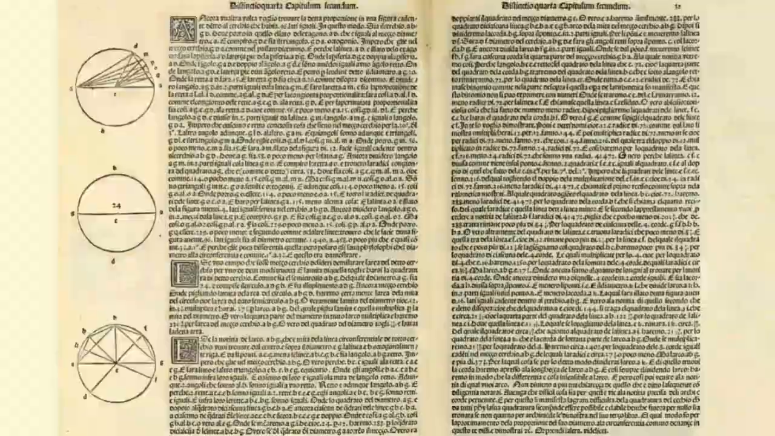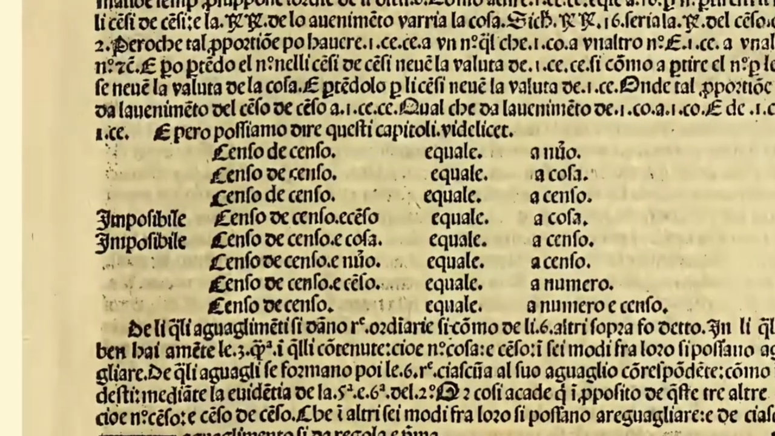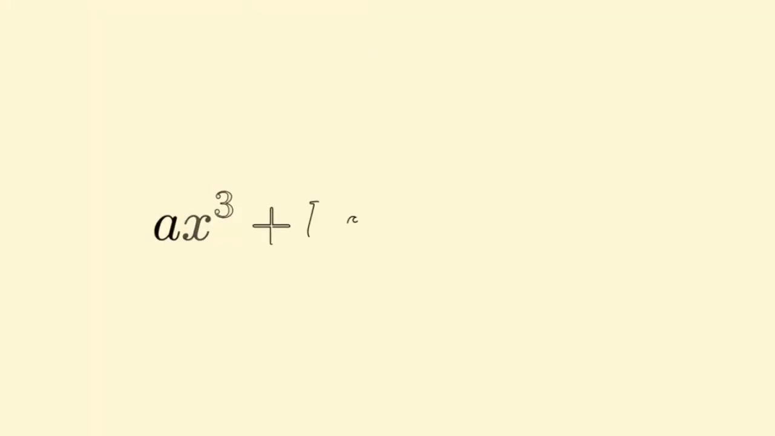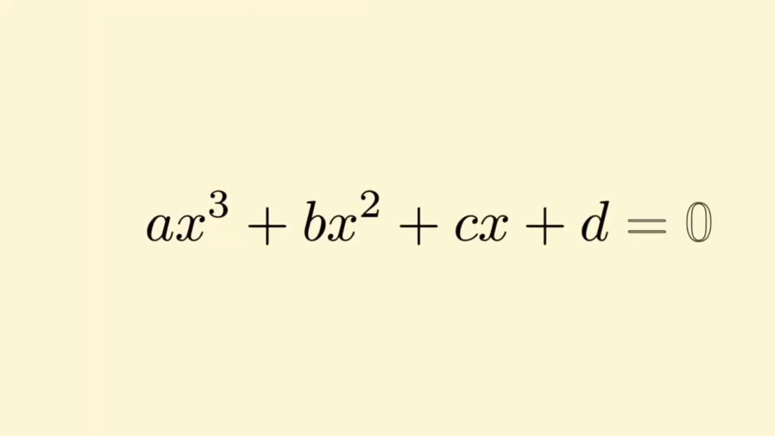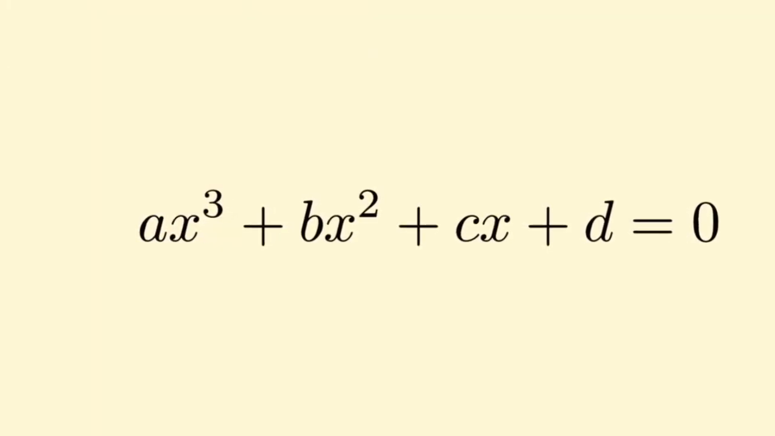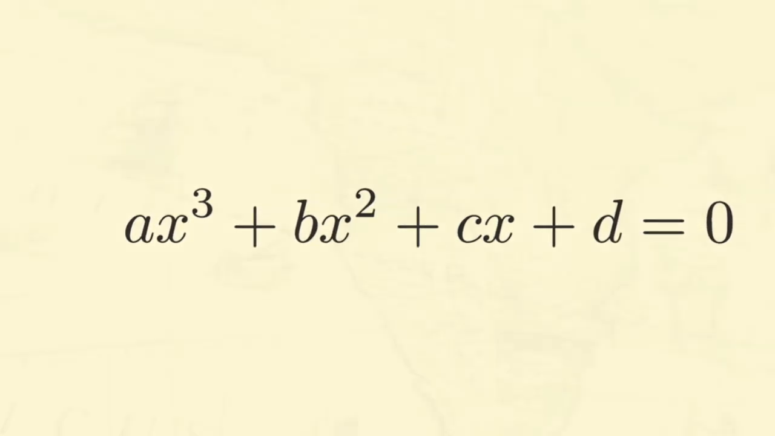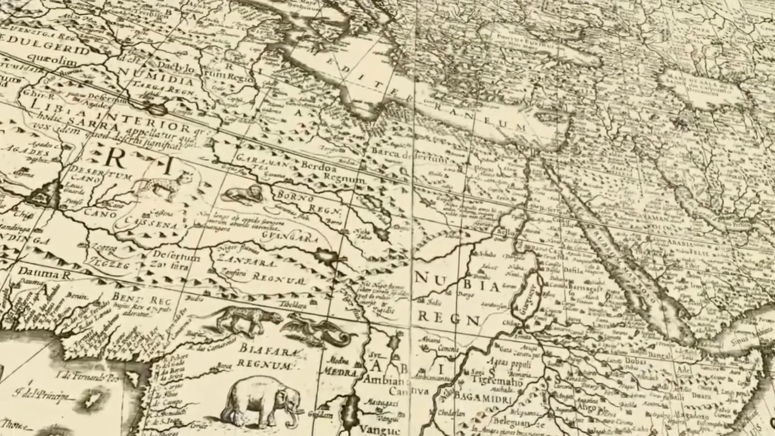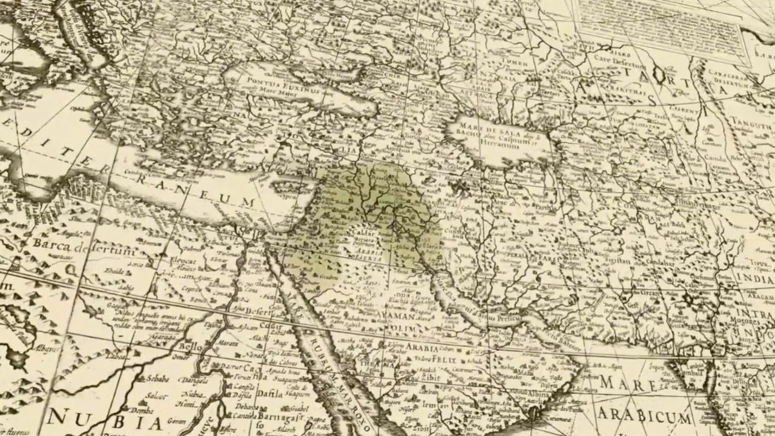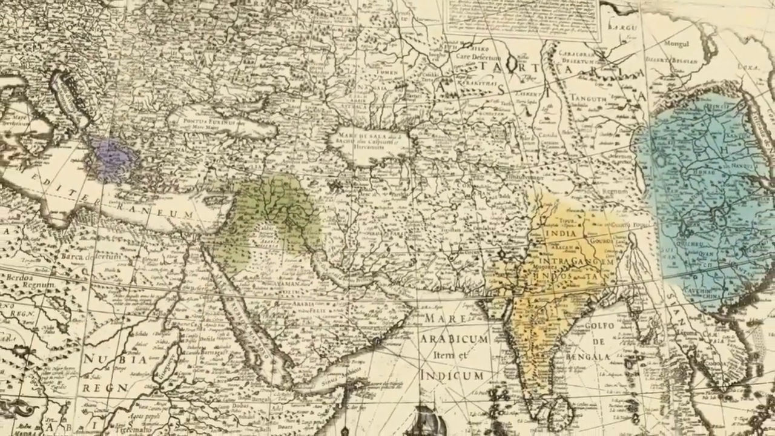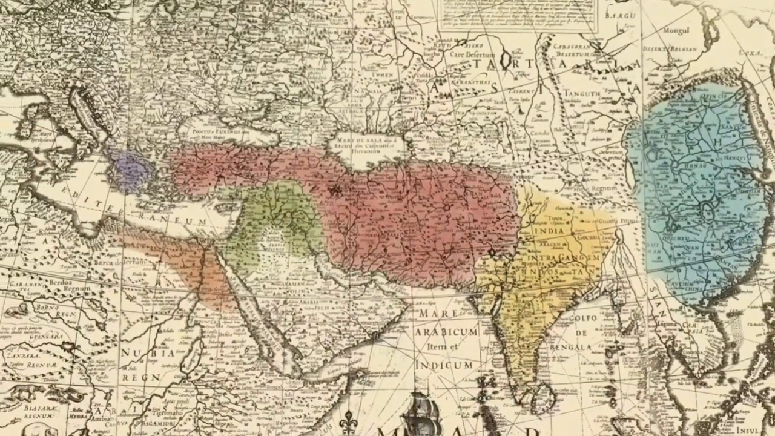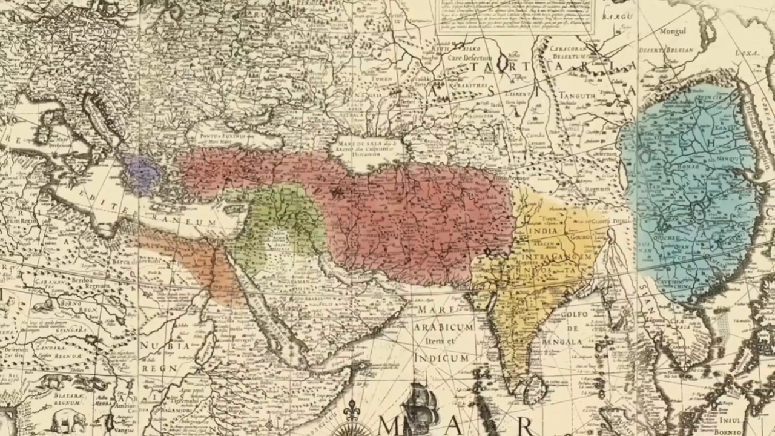In it, there is a section on the cubic, any equation which today we would write as ax cubed plus bx squared plus cx plus d equals 0. People had been trying to find a general solution to the cubic for at least 4,000 years. But each ancient civilization that encountered it, the Babylonians, Greeks, Chinese, Indians, Egyptians, and Persians, they all came up empty-handed.